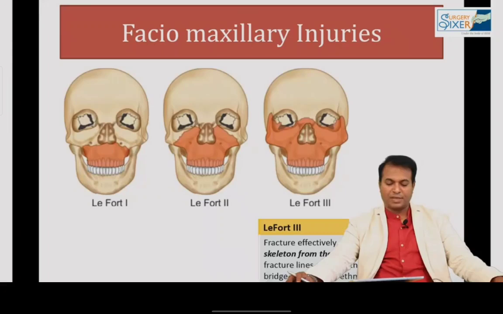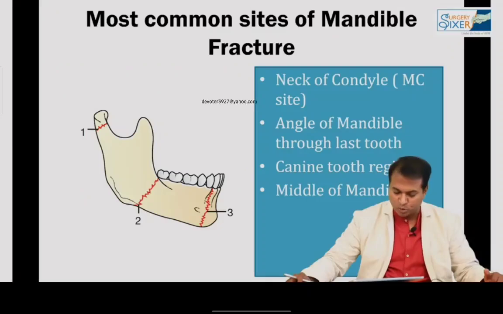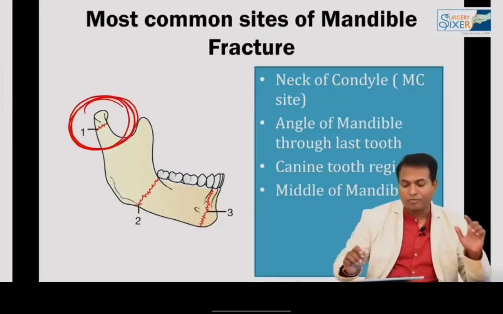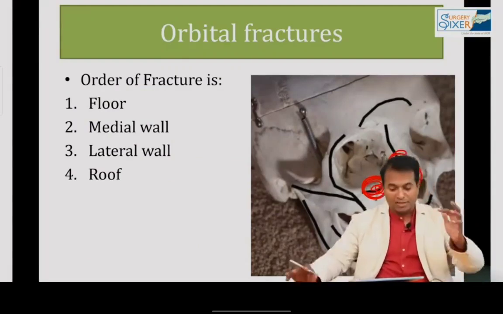So these are the case injuries we discussed. These are the Le Fort fractures at the level of the heart palate, pyramid level, and craniofacial dislocation. Okay, faciomaxillary injuries. And this is the neck of the condyle, which is the most common site of fracture of the mandible. And in the orbit, the most common site is the floor followed by the medial wall. Floor followed by medial wall is the order.